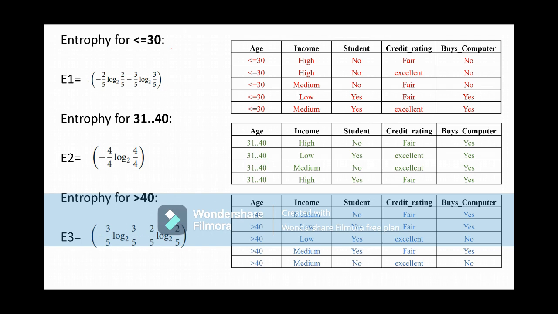The entropy for 31 to 40 is minus 4 by 4 log 2 of 4 by 4. In this particular category, all the rows belong to the same class. If any category has all its rows belonging to the same class, then the entropy simply becomes 0, since the value of log 2 of 1 is 0.